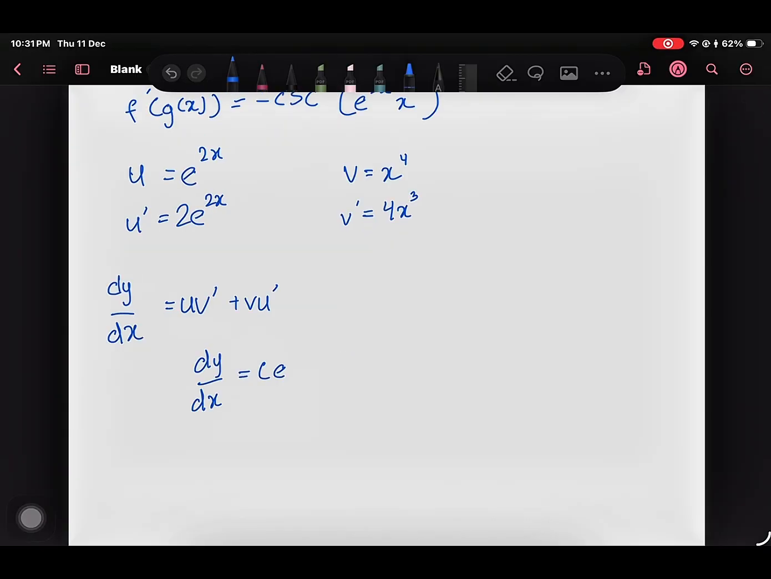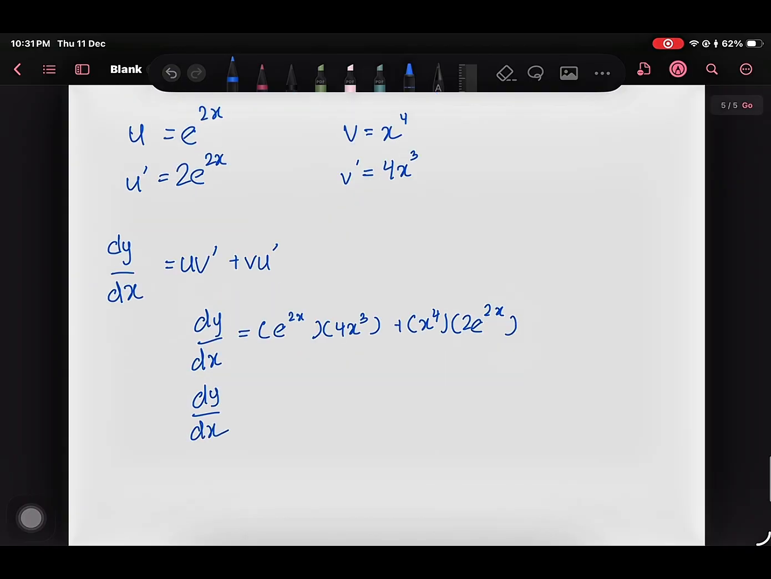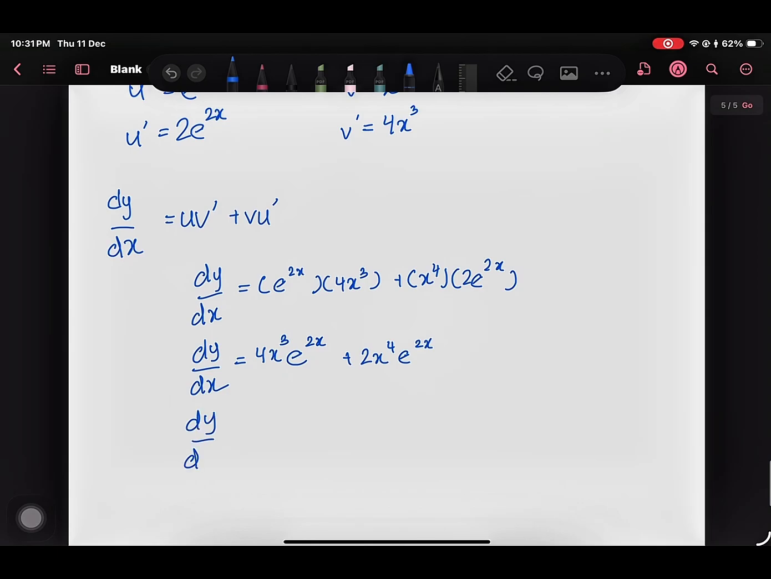Now we use the product rule. dy/dx equal to e to the power of 2x times 4x to the power of 3 plus x to the power of 4 times 2e to the power of 2x. And then we will simplify it. It will become 4x to the power of 3 e to the power of 2x plus 2x to the power of 4 e to the power of 2x. We will factorize it and it will become dy/dx equal to 2x to the power of 3 e to the power of 2x (2 plus x).